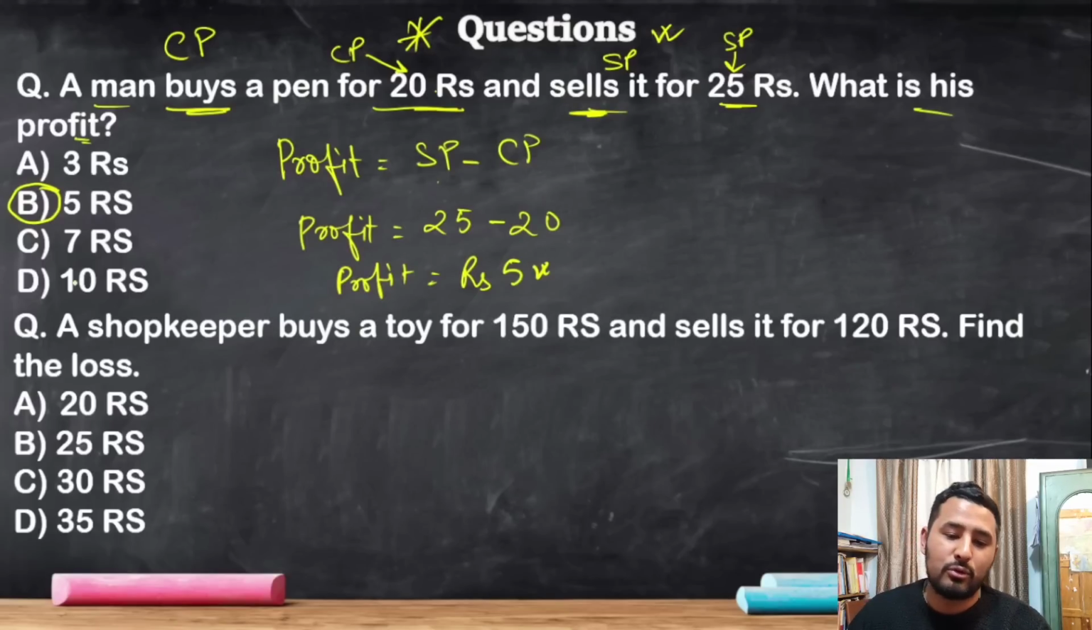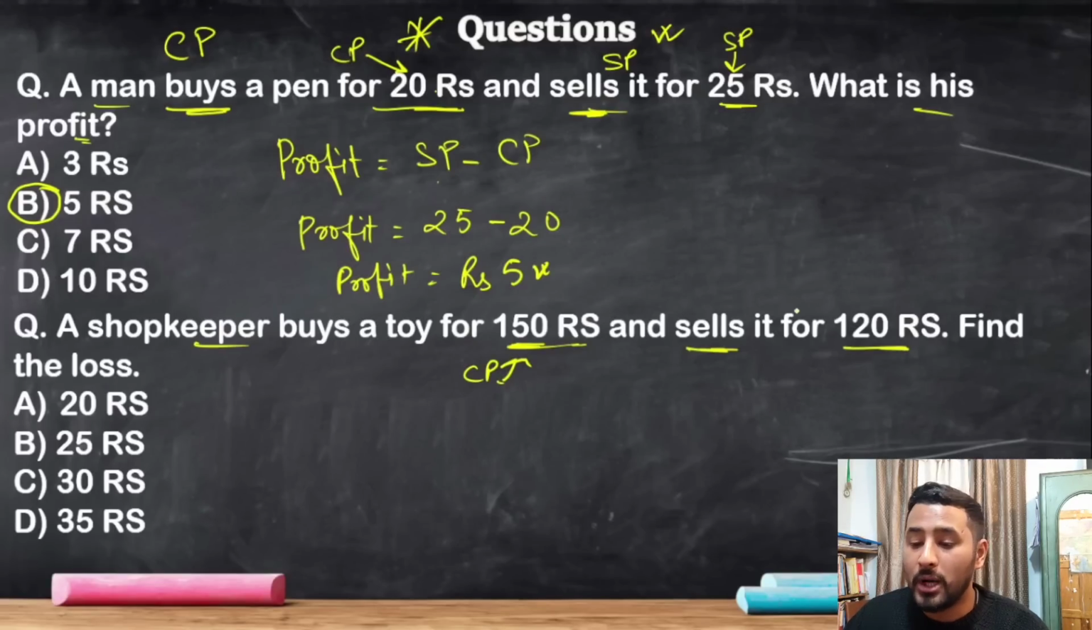Clear? Let's see one more similar question. A shopkeeper buys a toy for 150 rupees. First thing, buys means this will be our CP. Now, he sells it for 120 rupees. Sells means this will be our SP. Clear? Now what you need to find is the loss.